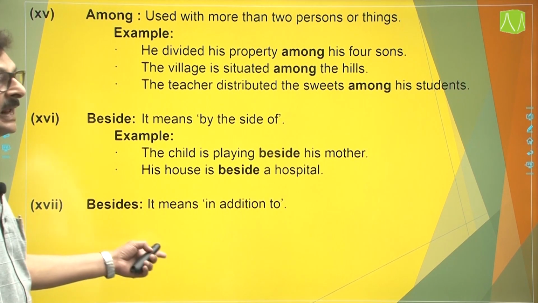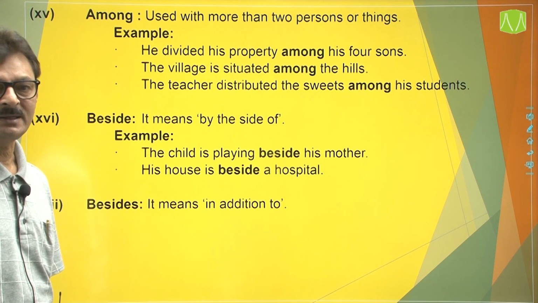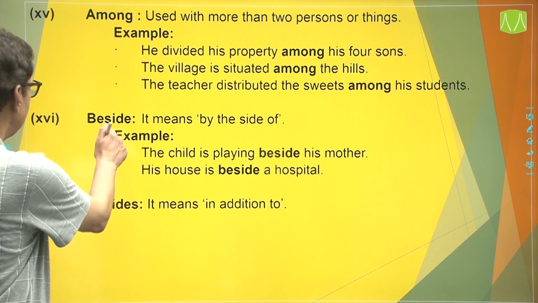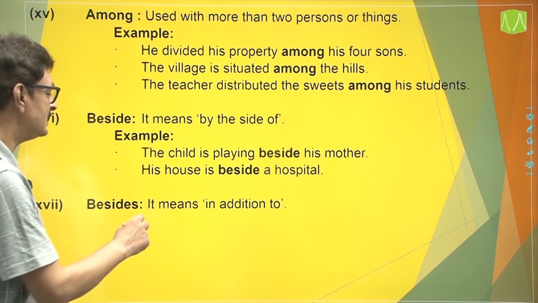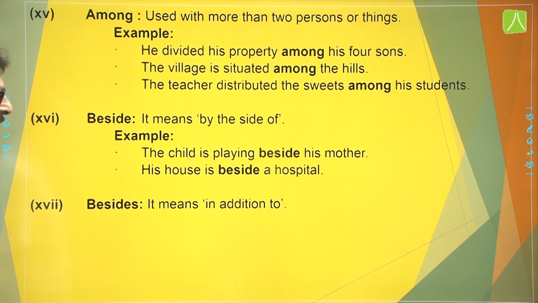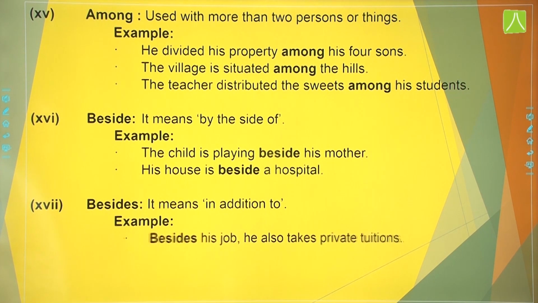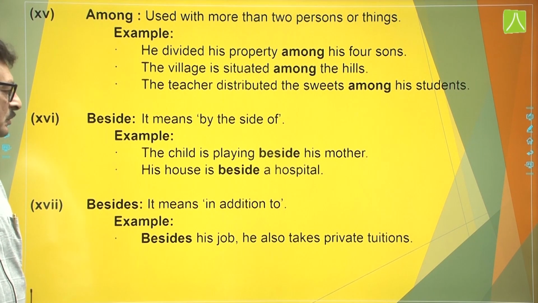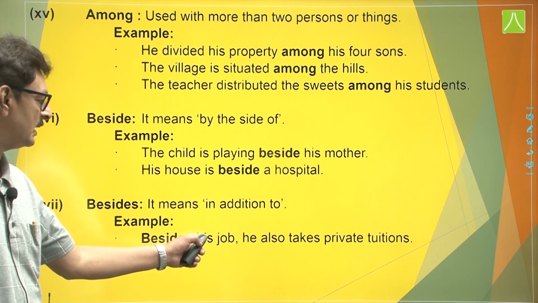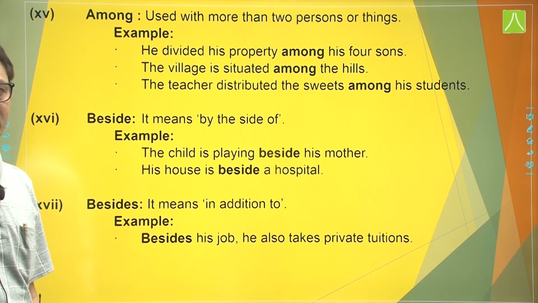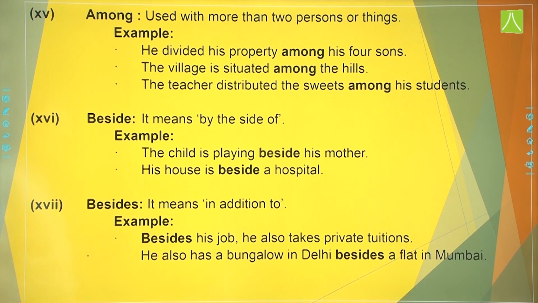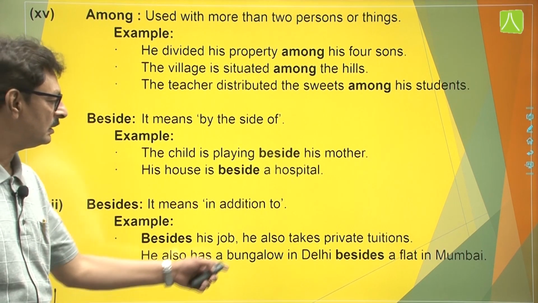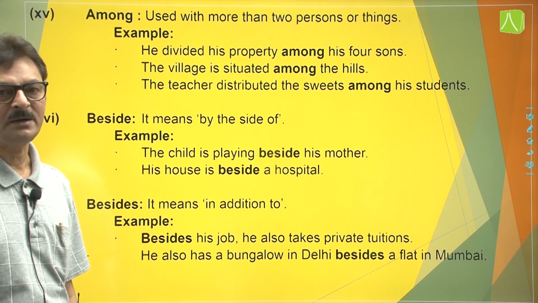Besides is in addition to, उसके अलावा. This is besides. And this is beside, yes, remember this spelling. BESIDE is बगल में and besides is के अलावा, in addition to, उसके अतिरिक्त. Besides his job, he also takes private tuitions. Private काम करने के अलावा अतिरिक्त क्या करता है? He takes private tuitions. He also has a bungalow in Delhi besides a flat in Mumbai. तो दिल्ली में बंगलो के अलावा उसके पास एक मुंबई में फ्लैट भी है.